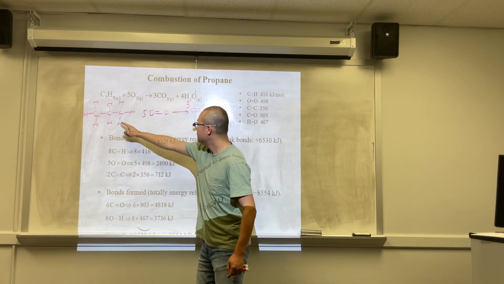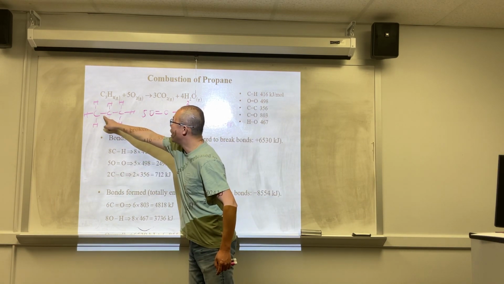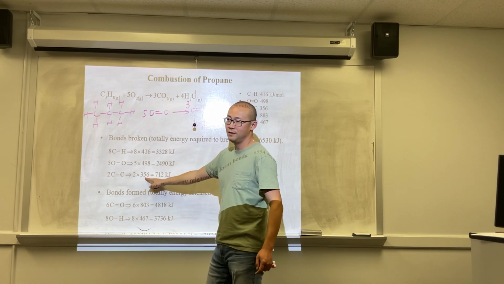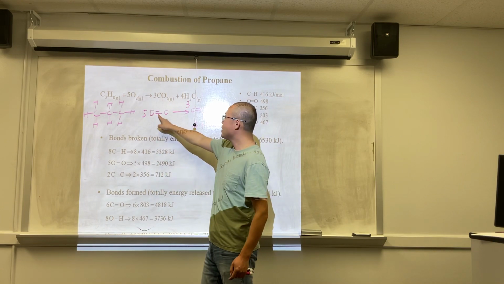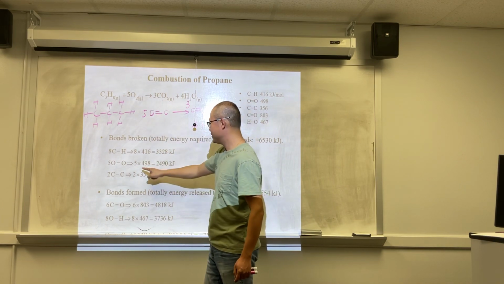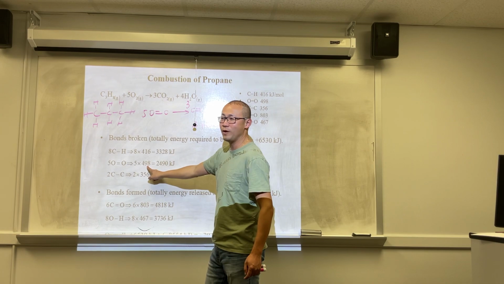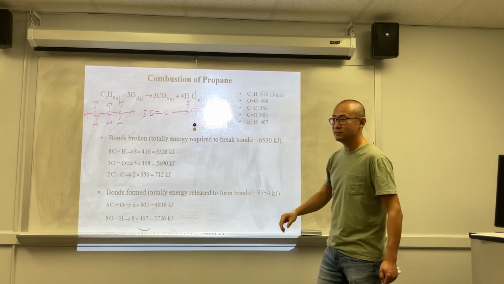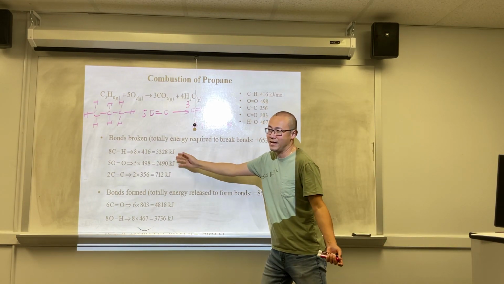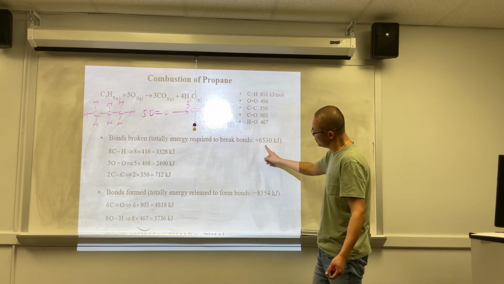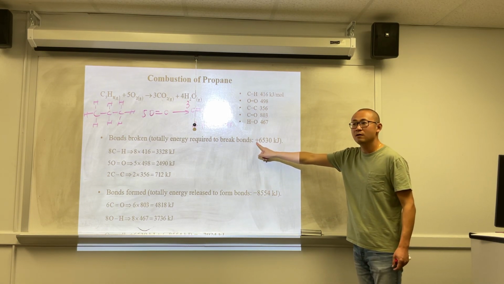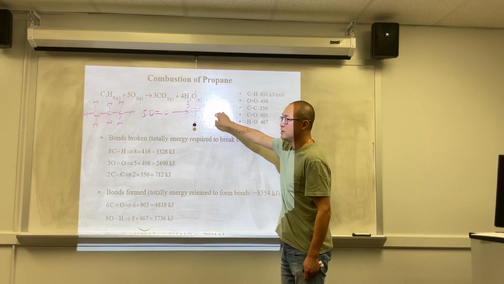How many CC bonds? 1 and 2. 2 CC bonds. So 2 times 356. How many O double bond O? 5. So 5 times 498. So these are all the numbers from breaking bonds. I add them all together. You can do the addition now if you want. This is the total for breaking. Again, the sign is positive. Good?